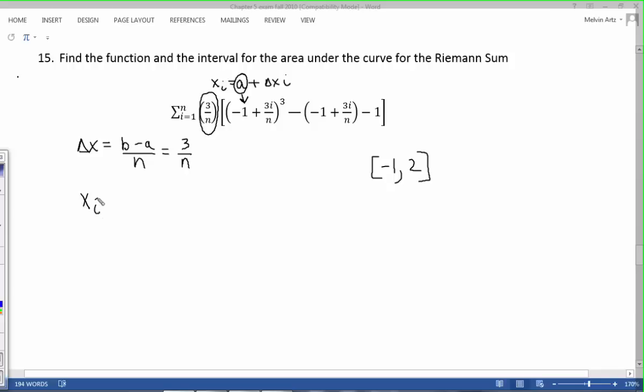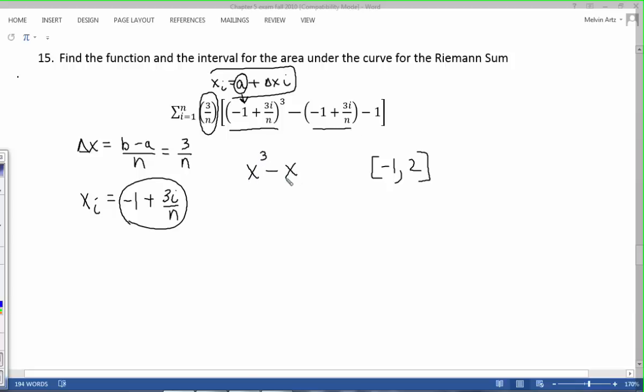And our x sub i is a, just like we wrote up here, a plus delta x i. So it'd be -1 plus 3i over n. So I'm looking for where I have plugged this into all the x's. Well, I see here this would give me x cubed minus, well, there's another x I would have plugged it into, minus x, and then we have just a constant. So that would be the function that we're finding the area under the curve on the interval -1 to 2.